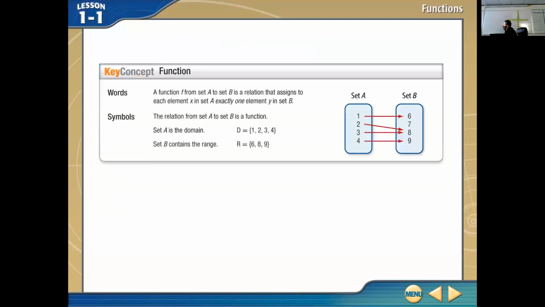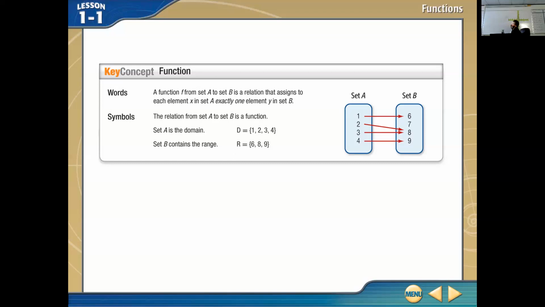So that brings us to our next key concept, a function. A function f from set A to B is a relation that assigns each element x in set A exactly one element y in set B. So in set A, you have all of your independent variables. In set B, you have all of your dependent variables. So A is independent because they're the x values. B is the dependent. Also, you could refer to set A as the domain and set B as the range.